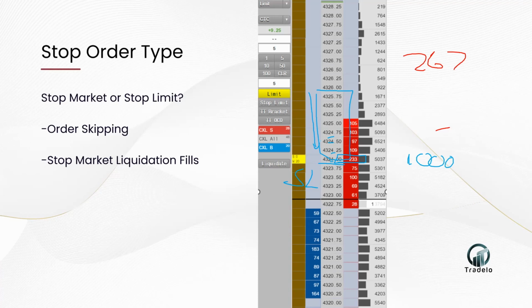Okay. Now you can see how that's risky. Imagine I'm fast asleep at night. I come in the next morning and the S&P is another 3% higher. I haven't been stopped out because of order skipping.